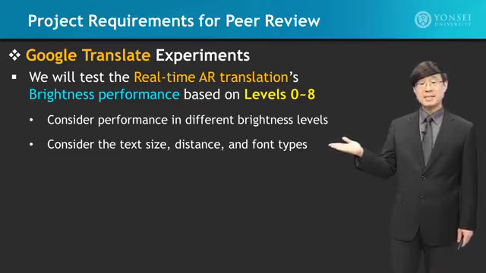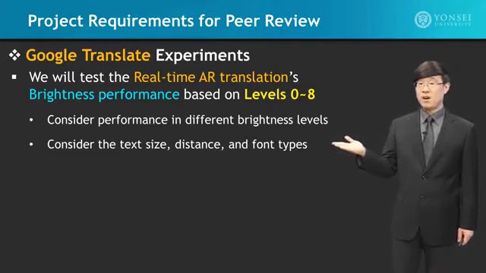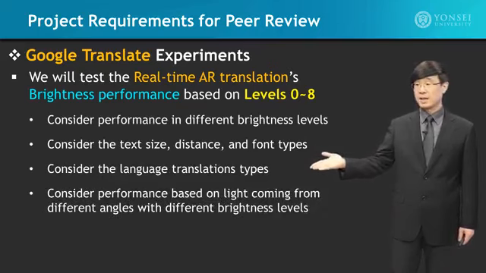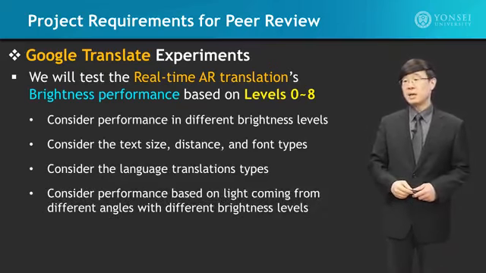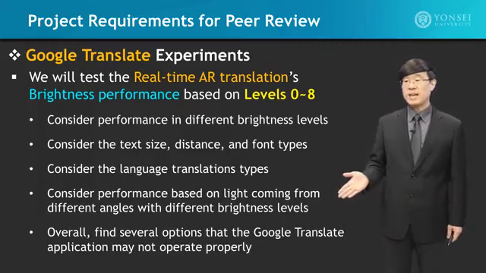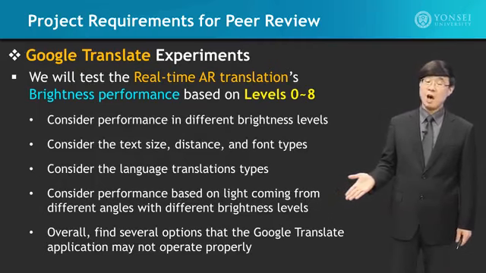Consider the text size, the distance, as well as the font types, because based on font, some detections are much different. Consider the language translation types as well. Then, consider performance based on light coming from a different angle, with different brightness levels. Overall, find several options that the Google Translate application may not operate properly.